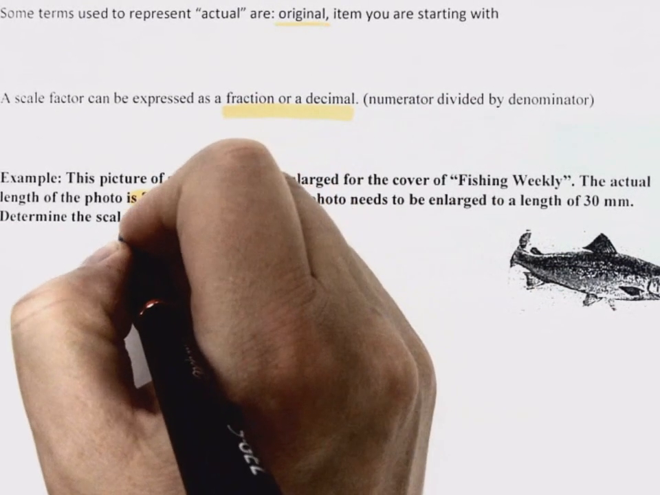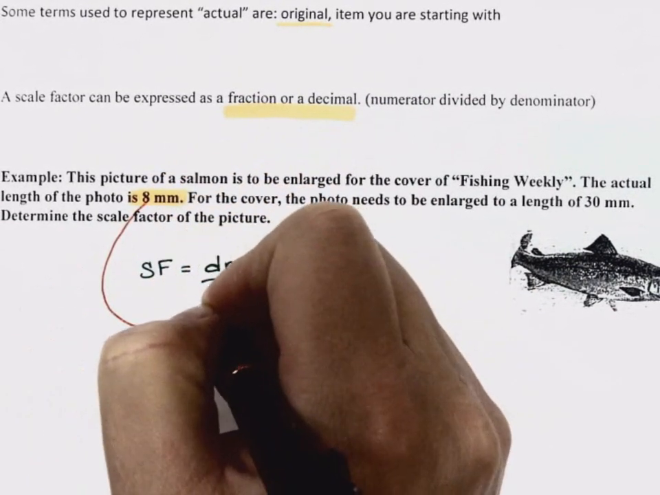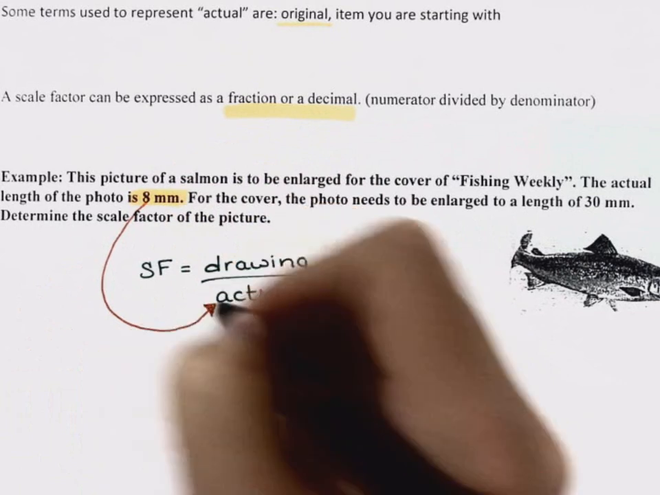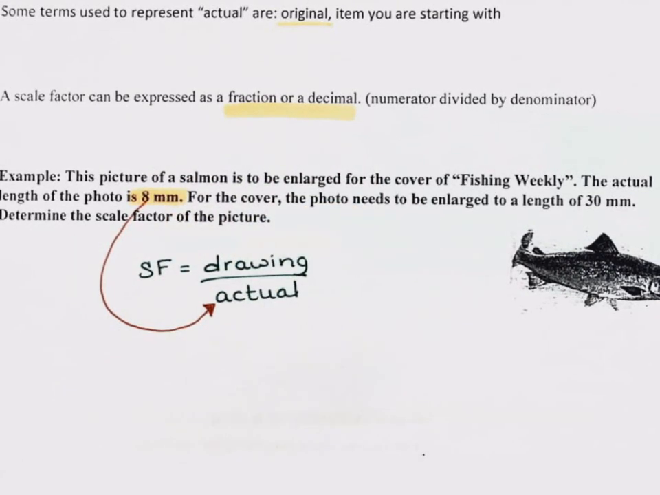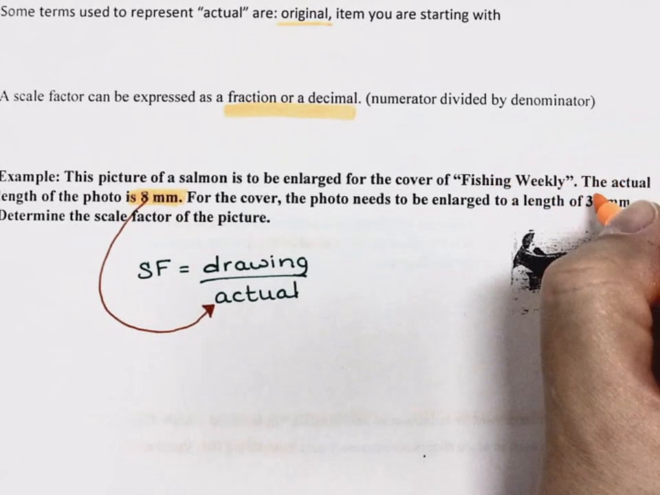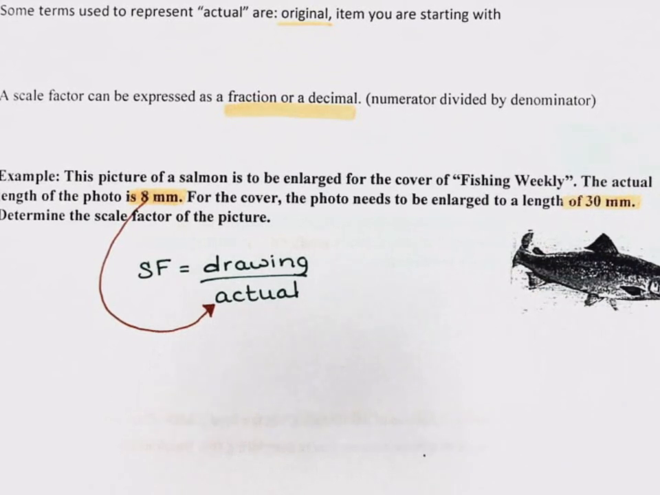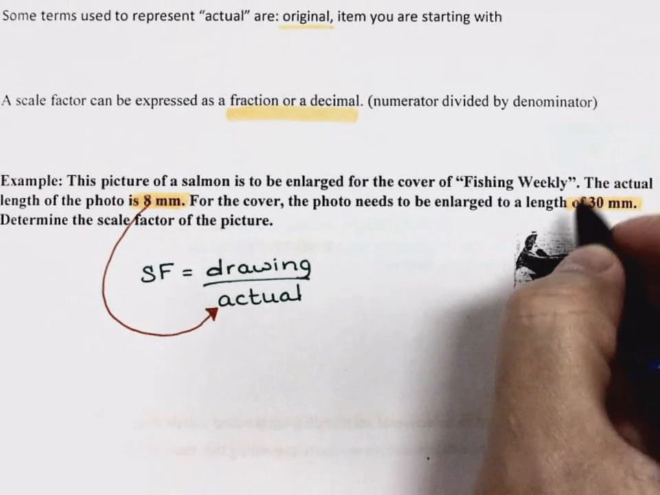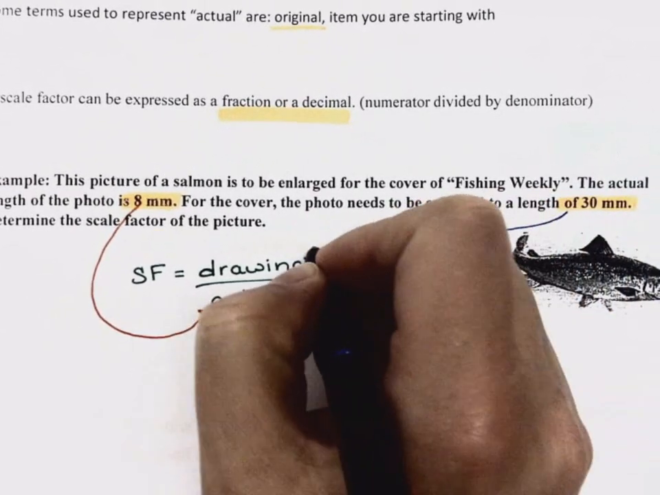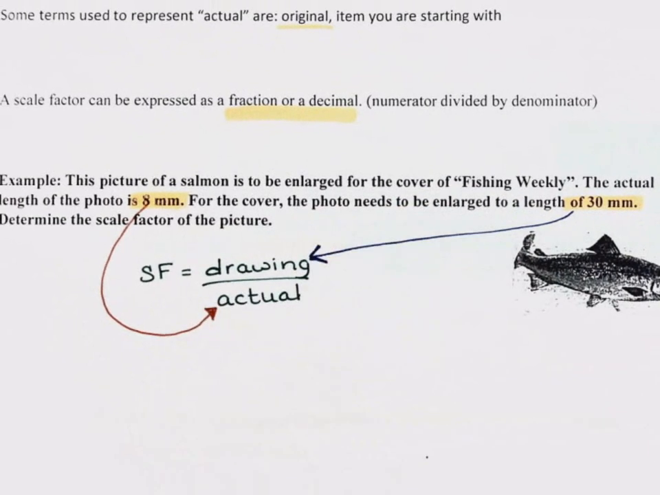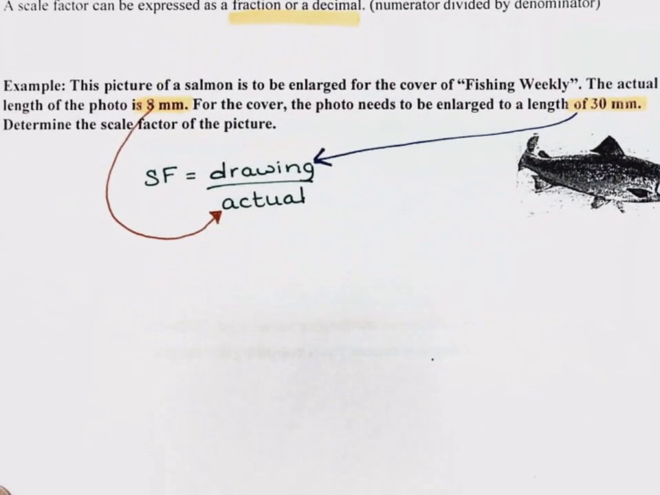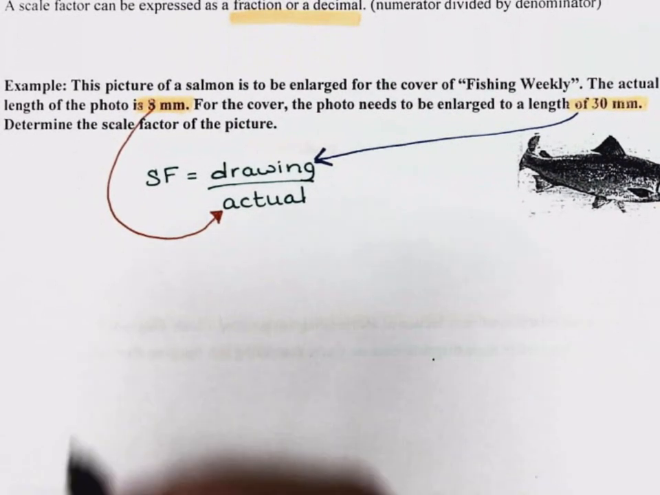Okay, the 8 millimeters. It's the actual. It's the original picture. So the 8 millimeters is going in. And we know that the photo needs to be enlarged to the new picture, which goes in for the drawing. Okay, so we're just going to fill that in.